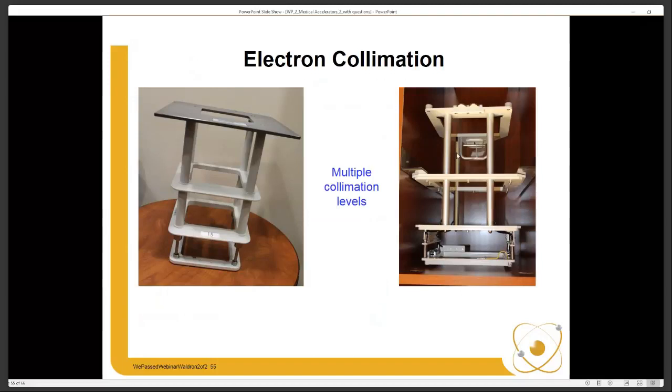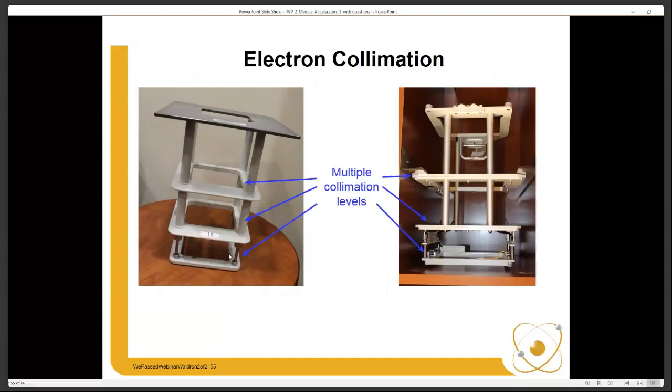I had said that electron beams need multiple layers of collimation. Here are two different electron collimators just to illustrate the three levels. So here's one level. And of course, these slide into a tray at the bottom of the head. This one latches up. But this part connects to the head of the machine. And we have one, two, three layers of collimation. Of course, this bottom layer is very close to the patient.